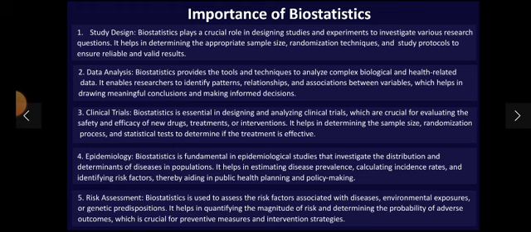Now, it's also important in risk assessment. Biostatistics is used in assessing the risk factors associated with diseases, environmental exposure, or genetic predisposition. It helps to quantify the magnitude of risk and determine the probability of adverse outcomes, which is crucial to prevent or measure intervention strategies.